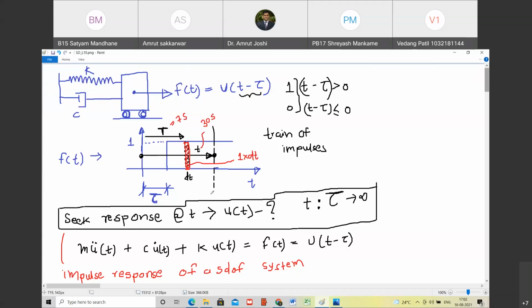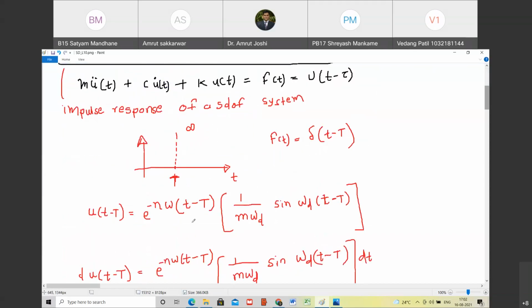Are you with me? Yes, sir. Now, at time t equal to 7 seconds, what is the impulse that this single degree of freedom system is subjected to? dt multiplied by 1, which is nothing but dt. Do you agree with me? Yes, sir. What is its response at time t equal to 30 seconds?